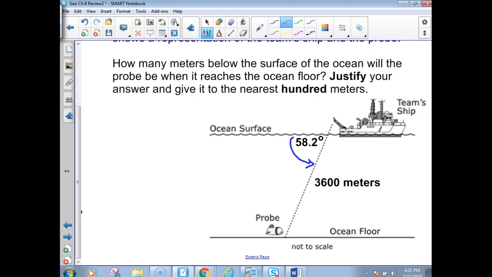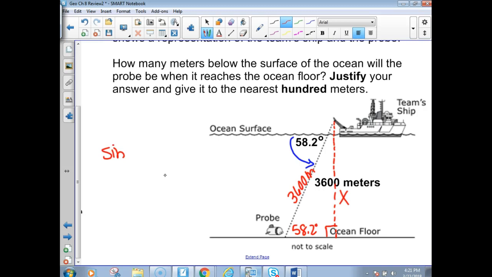All right, we're going to drop a perpendicular down from here to the ocean floor. That's what we want to find. We have created a right triangle. The 58.2 degrees can also be written down here by the probe because alternate interior angles are congruent. Then we can use right triangle trig in order to solve for x. We know this 3600, which is written right on this hypotenuse, if you will. So that's going to be opposite over hypotenuse, which will be the sine.